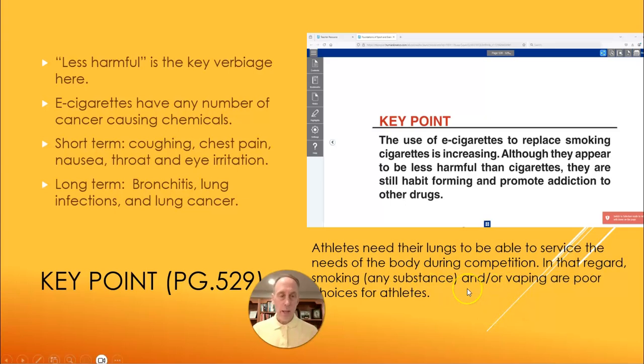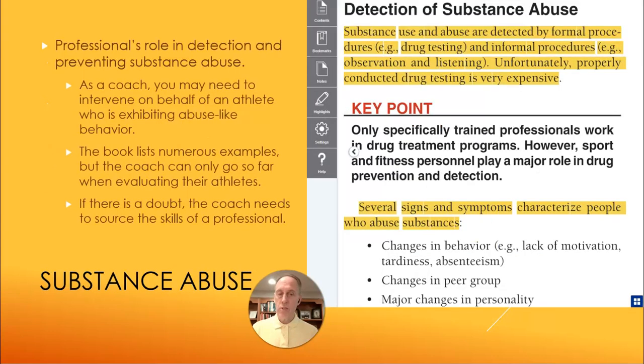So smoking, whether it's pot or cigarettes, and/or vaping, they're poor choices for athletes, just because of how much you need your lungs to function correctly. So with substance abuse and our role as professionals, as a coach, you may need to intervene. You may have to say, look, I've noticed performance changes, I've noticed your behavior, and you may have to pull an athlete aside if they're exhibiting any kind of abuse-like behavior. Now, actually performing drug testing is a little different animal.